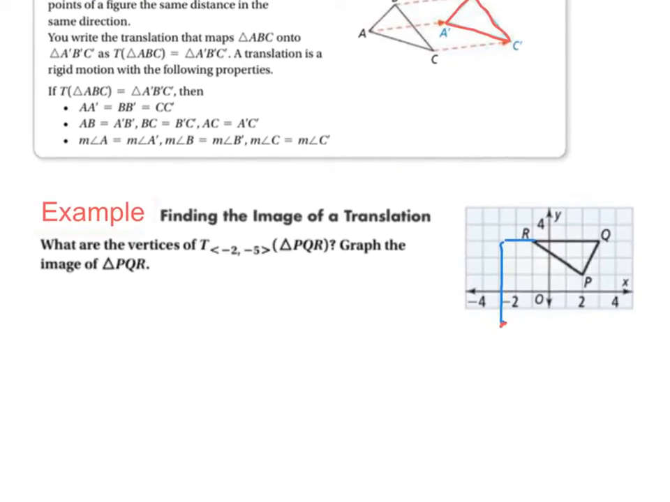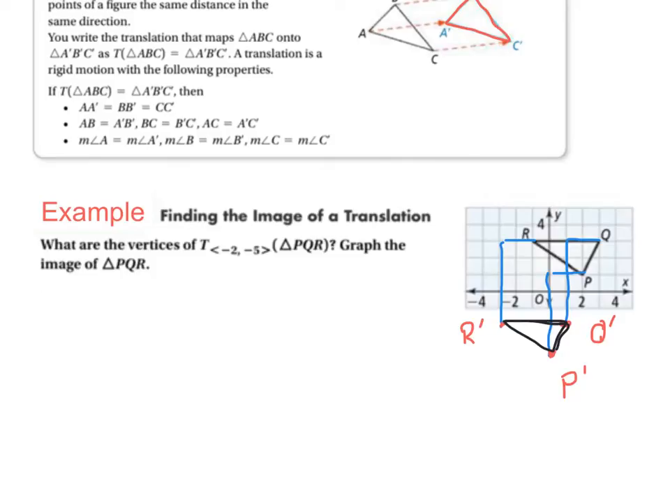There's a little more room. So point Q, 1, 2, 1, 2, 3, 4, 5. And as you go ahead and label these, this is going to be R prime, this is going to be Q prime. Now we just have to find P prime. So from point P right here, we're going to go 1, 2, 1, 2, 3, 4, 5. So there's P prime. Now we can go ahead and draw in our figure, and this is our image.